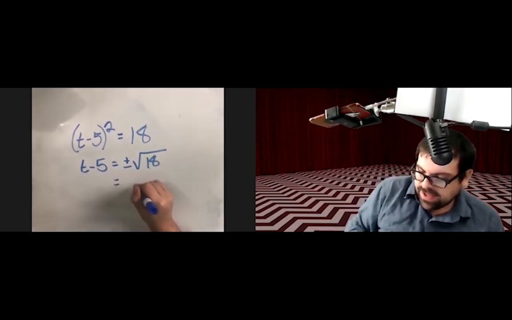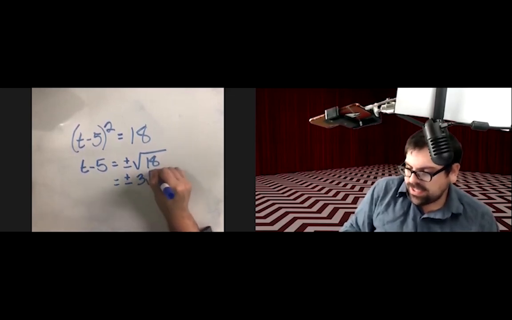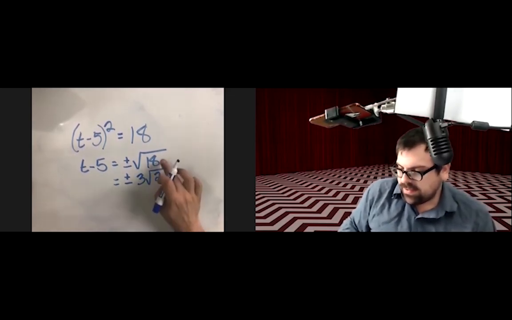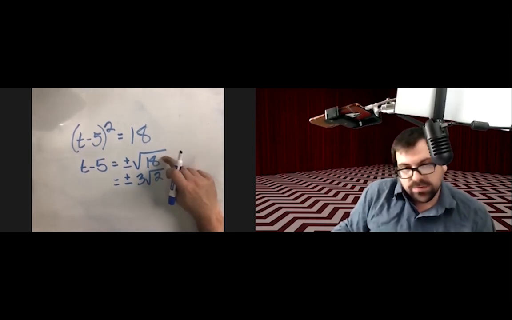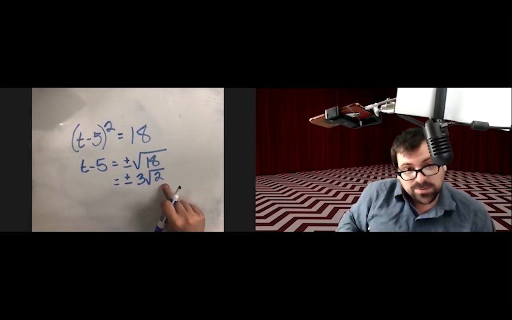Let's go ahead and simplify that now. 18 is 9 times 2. A 9 underneath would be a 3 on the outside. This would be radical 9 times radical 2. Radical 9 is 3.